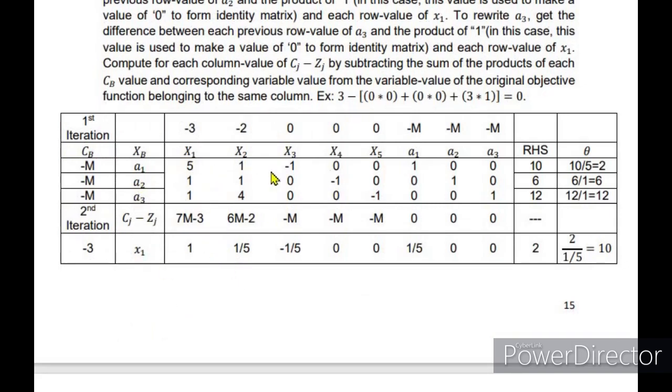So we will use it to replace a sub 1 with x sub 1. Divide all the elements here by 5, the pivot element. So 5 divided by 5 is 1. This is for the second iteration, okay. 1 divided by 5 is 1/5. -1 divided by 5 is -1/5. 0 divided by 5 is 0, 0, 0. So 1 divided by 5 is 1/5. 0, 0, 0. Okay. Next, 10 divided by 5 is 2.